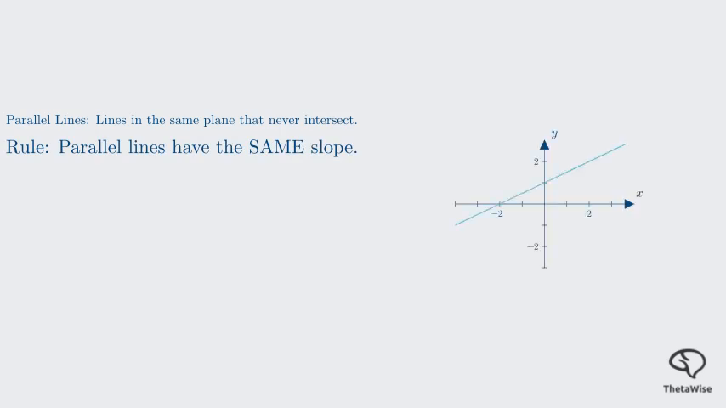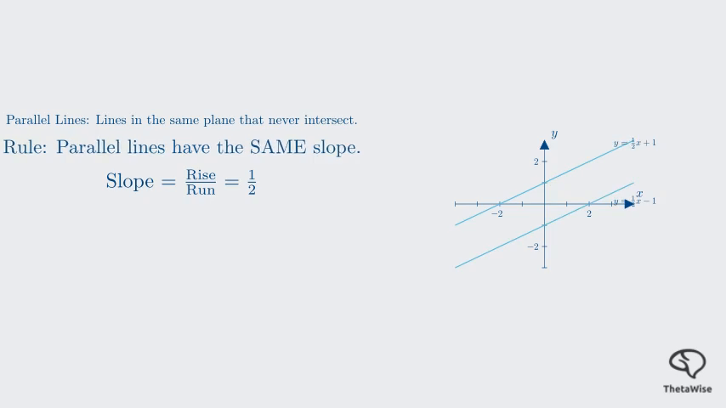Let's see this visually. Imagine a line with a slope of 1/2. It goes up 1 unit for every 2 units it goes right. Now, if we draw another line with the exact same slope, 1/2, but starting from a different point, you can see they are perfectly parallel. They will never meet. So to check if two lines are parallel, all you need to do is find their slopes and compare them. If they are equal, the lines are parallel.